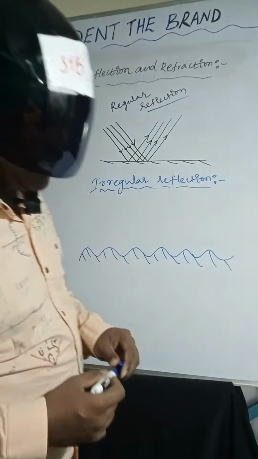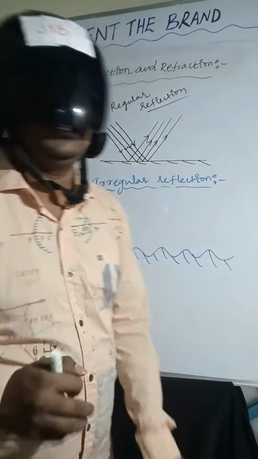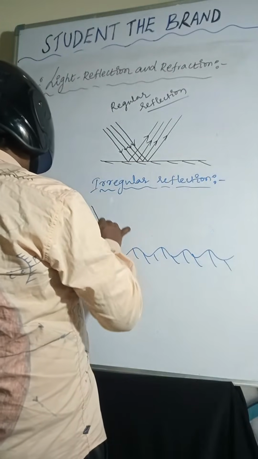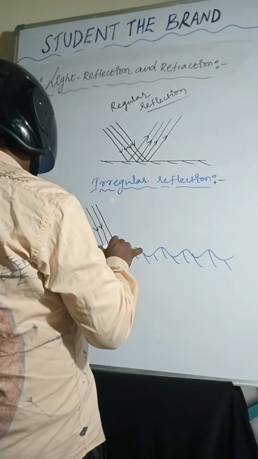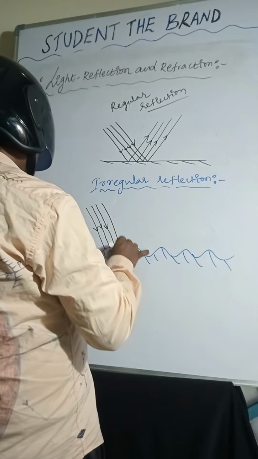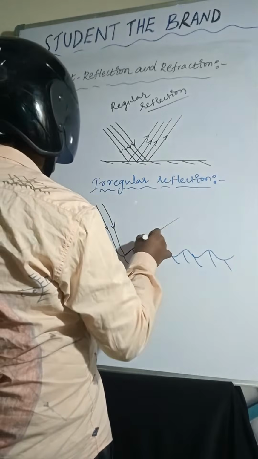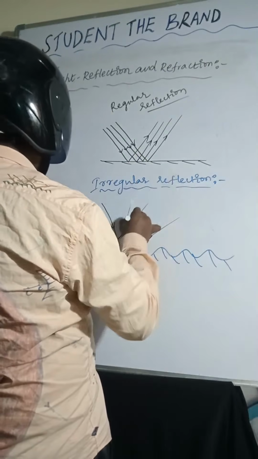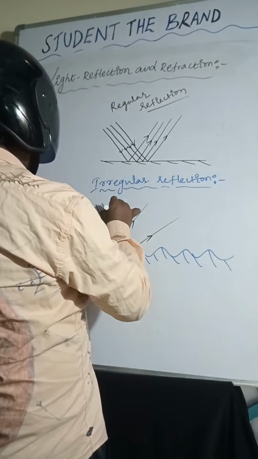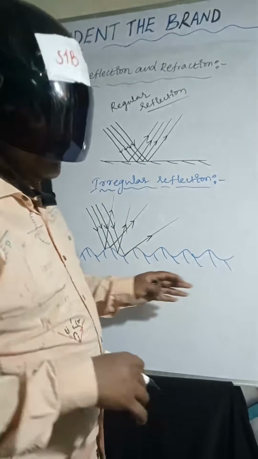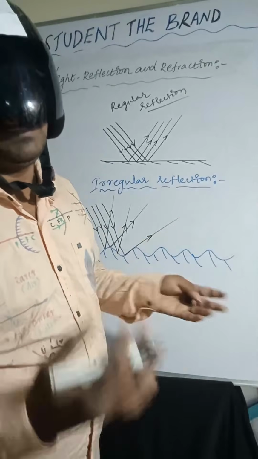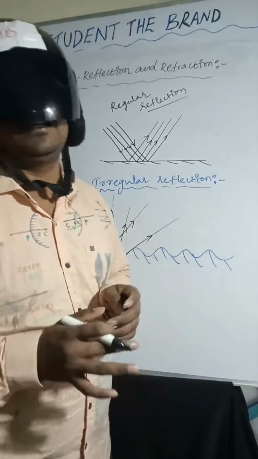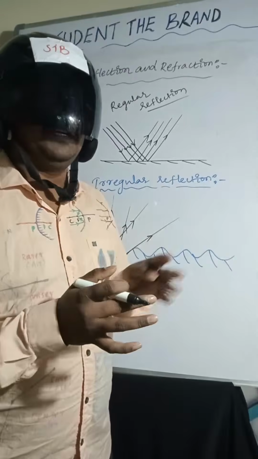Here, the incident light rays are parallel, but the reflected light rays are not parallel to each other. This type of reflection is called irregular reflection. Irregular reflection takes place on a rough surface.